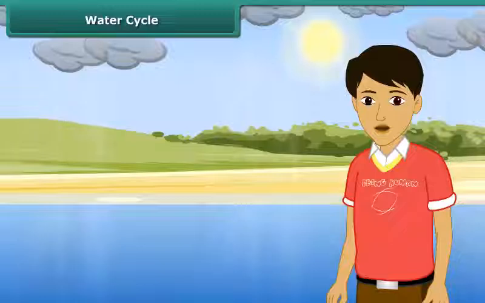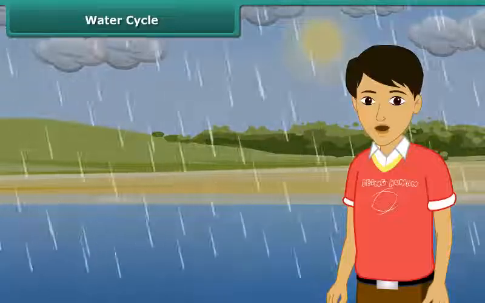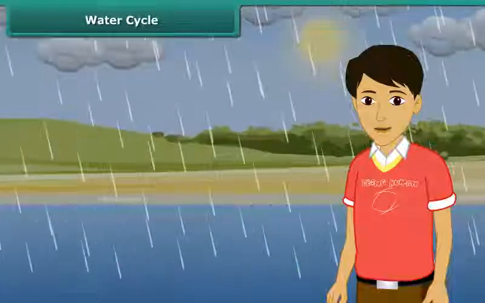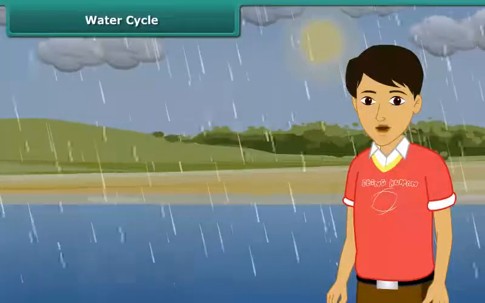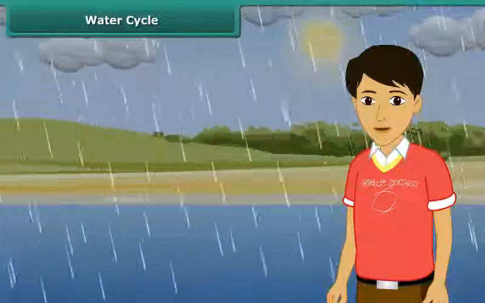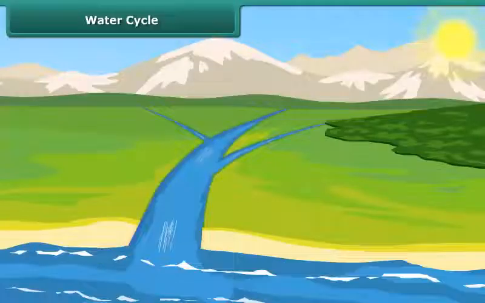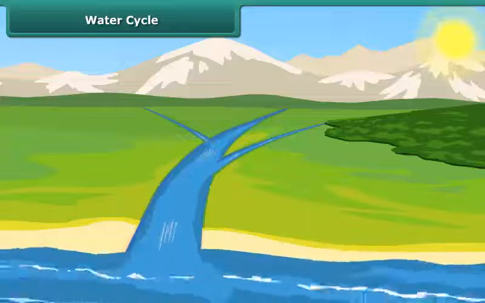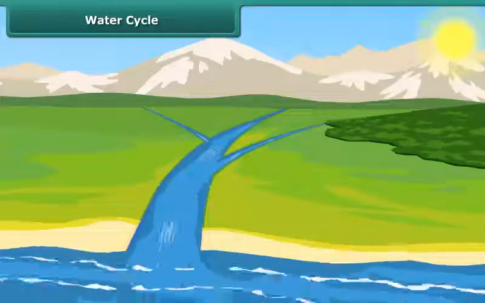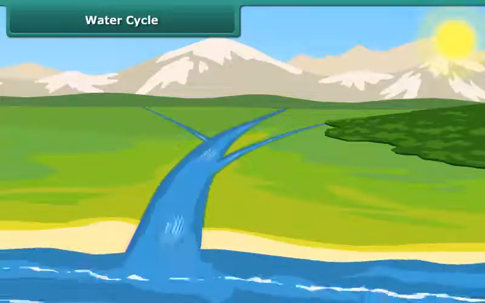When the clouds become too heavy, the water droplets in them fall on earth in the form of rain, hail, sleet or snow. The process is known as precipitation. The water received by earth as rain, hail or snow goes into the oceans, seas, rivers and lakes.